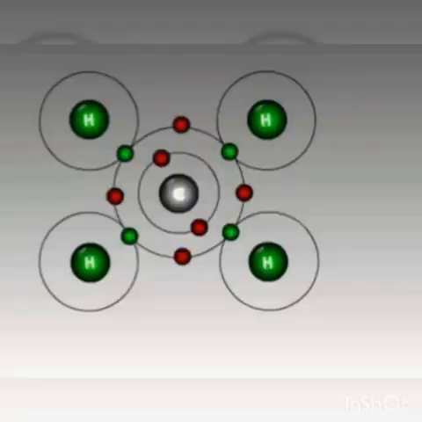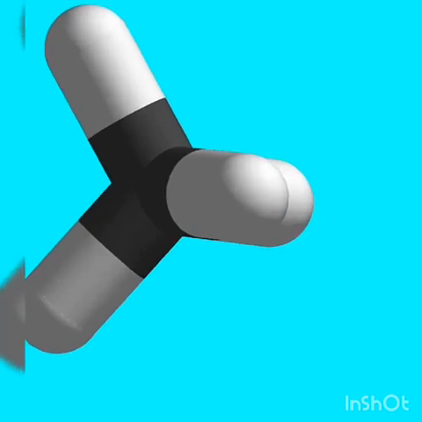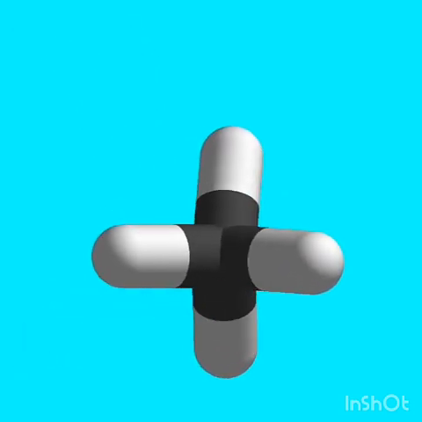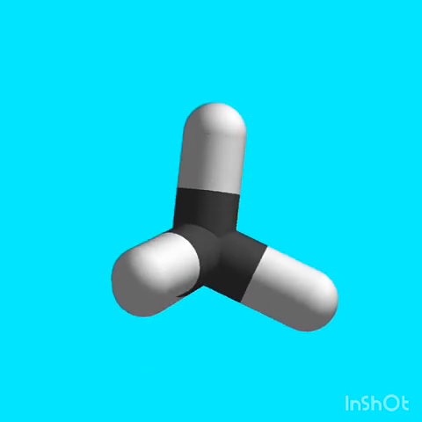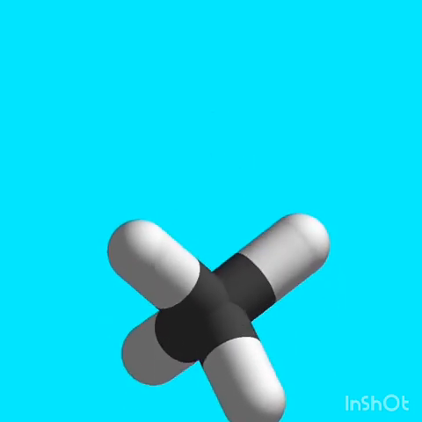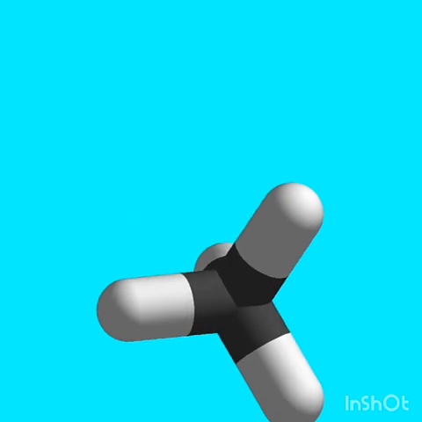So the bond that is formed by sharing of electrons is called a covalent bond, and the number of electrons contributed by each atom for sharing is known as its covalency, and the compounds that are formed by the sharing of electrons are called covalent compounds.